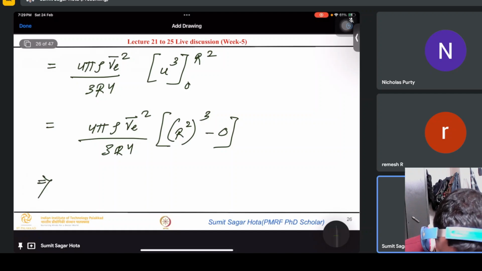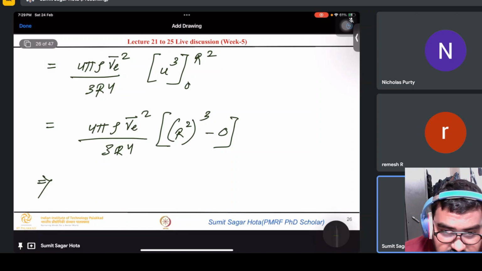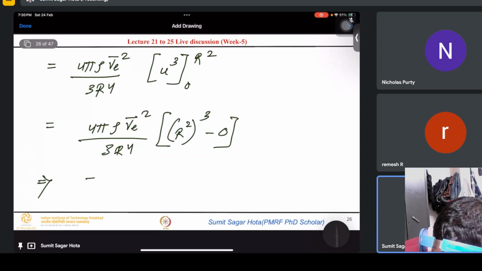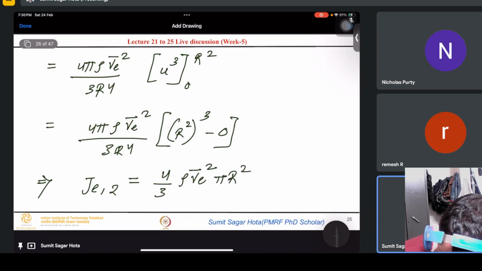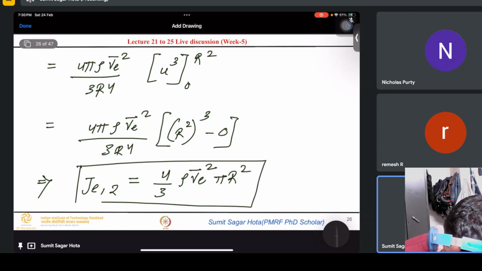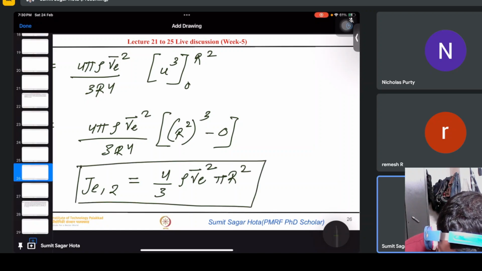So now substitute here: r to the power 4 is there, here r to the power 6 is there, that means r square will be there in your answer. JE2 is equal to 4 by 3 I r. Now what do you use? The ratio.